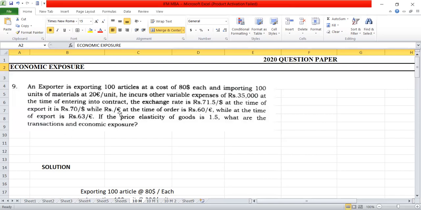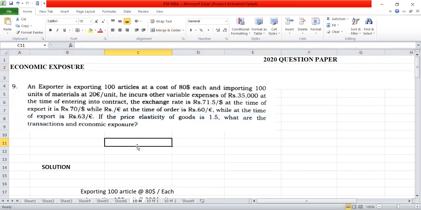The rupees per euro at the time of order is 60 per euro. Order means when you are ordering the raw materials. At the time of export, meaning we are importing these goods, in their language they are exporting to us, it is 63 rupees per euro. Now we have to find out, given the price elasticity of goods is 1.5, what are the transactions of economic exposure?